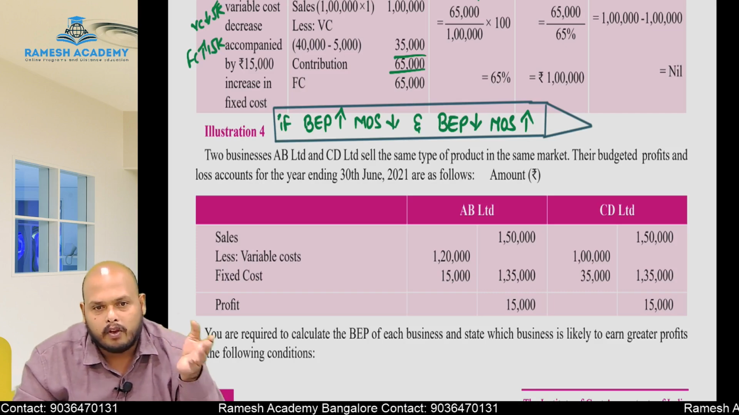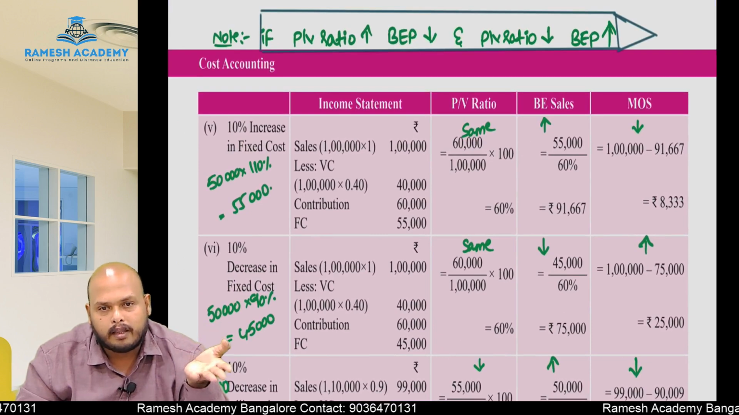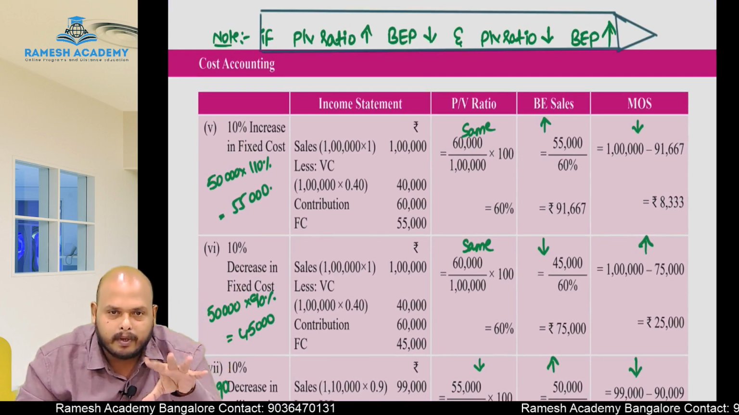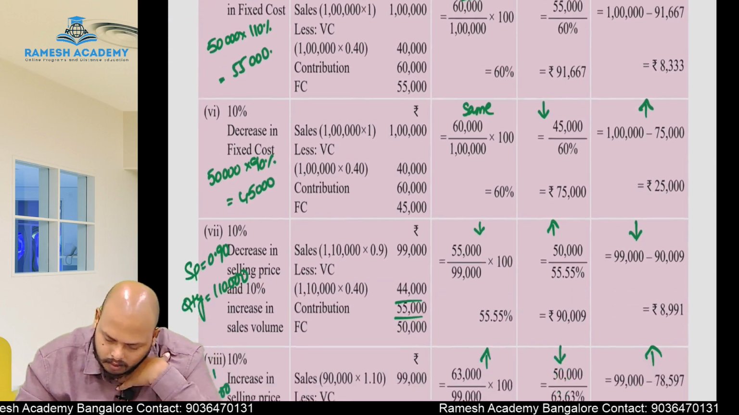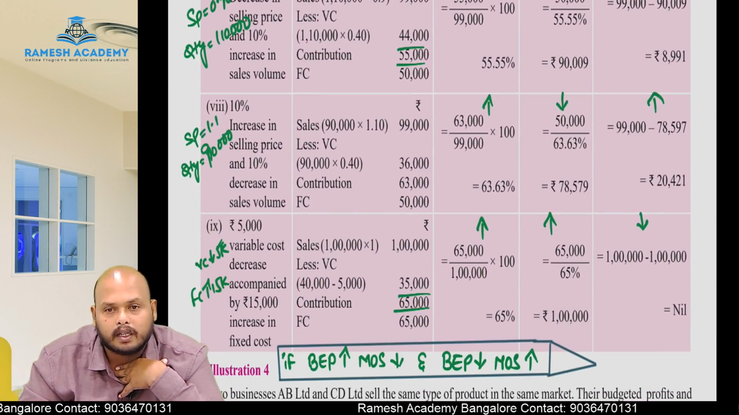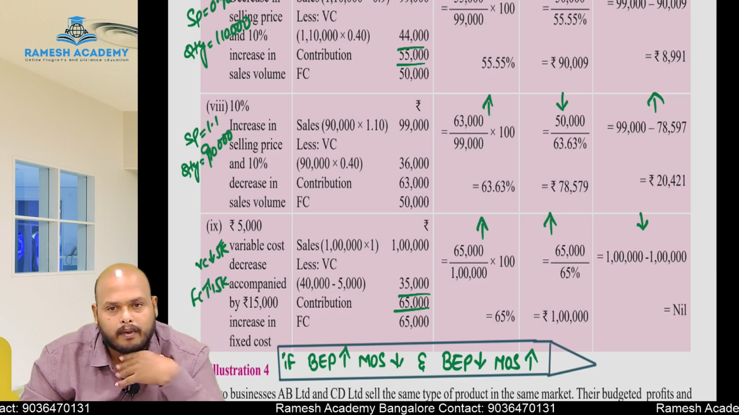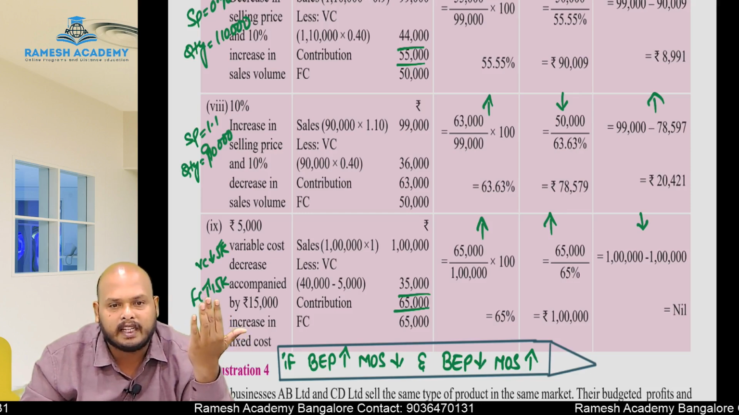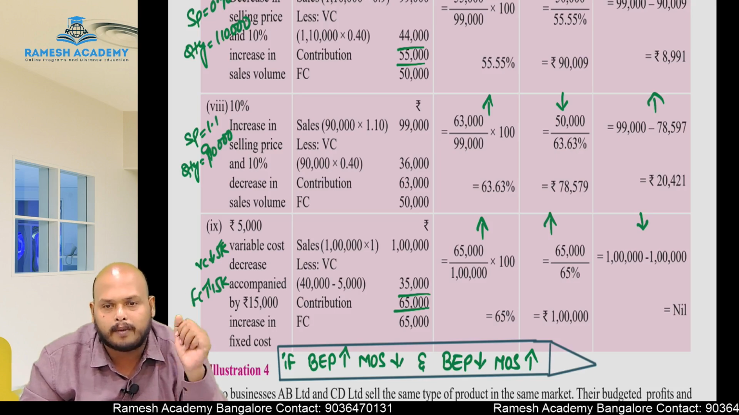Why? Because you have to understand the logic here. When the PV ratio is increasing, it is in the denominator, right? That is the reason break even point is coming down. See here, when the PV ratio is 63.63, the break even point is 78,759. It has come down now. Why? Because PV ratio increasing means our profit margin will increase, then slowly our fixed cost burden will come down.